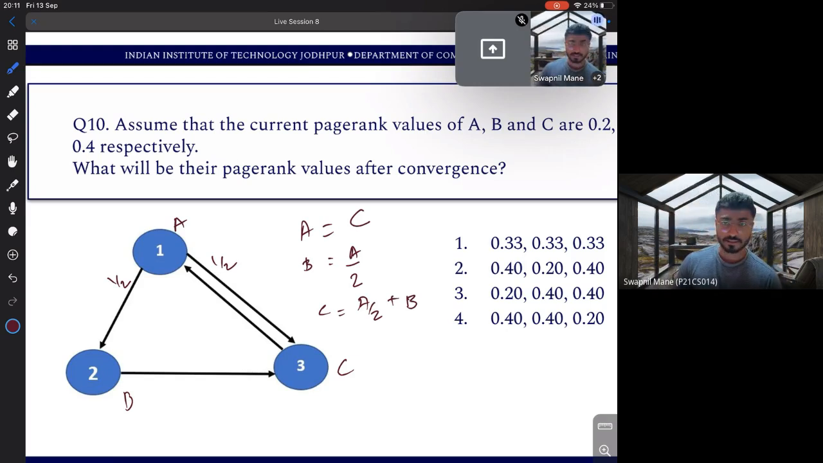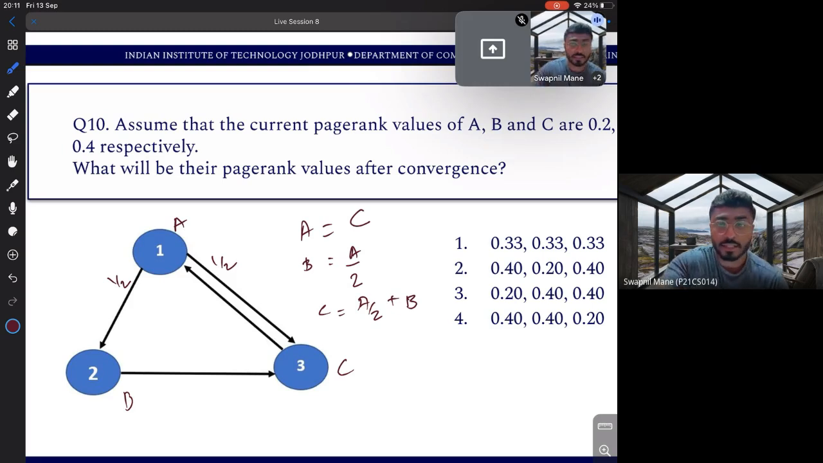So is it correct? I hope it is correct. Based on this, we'll get the value. Let's revise it. A has an incoming edge from the C node, and C has only one outgoing edge. So C has fully contributed.